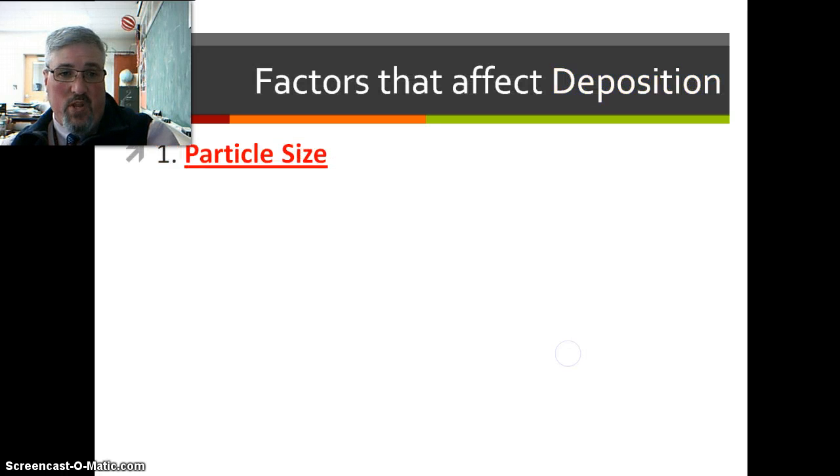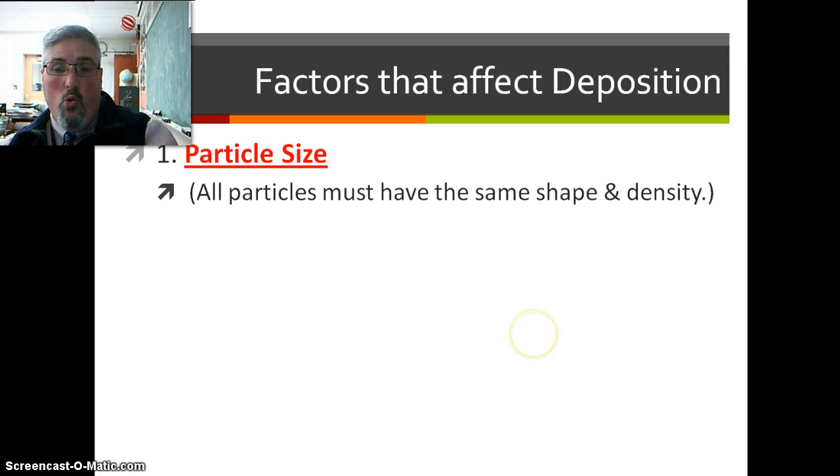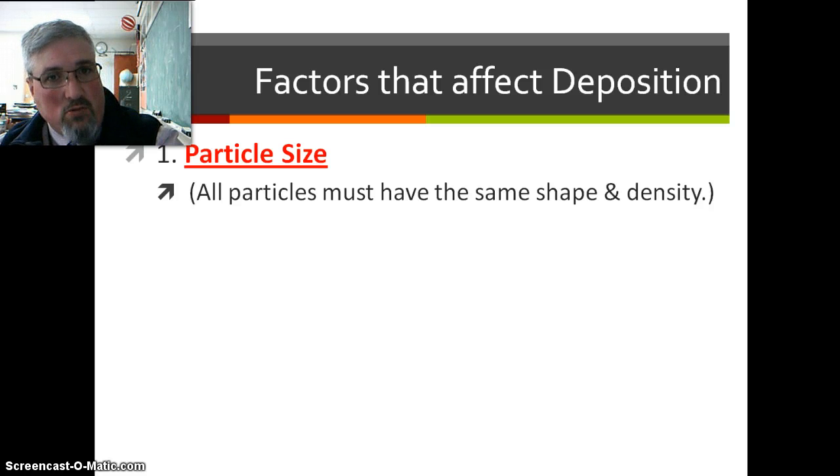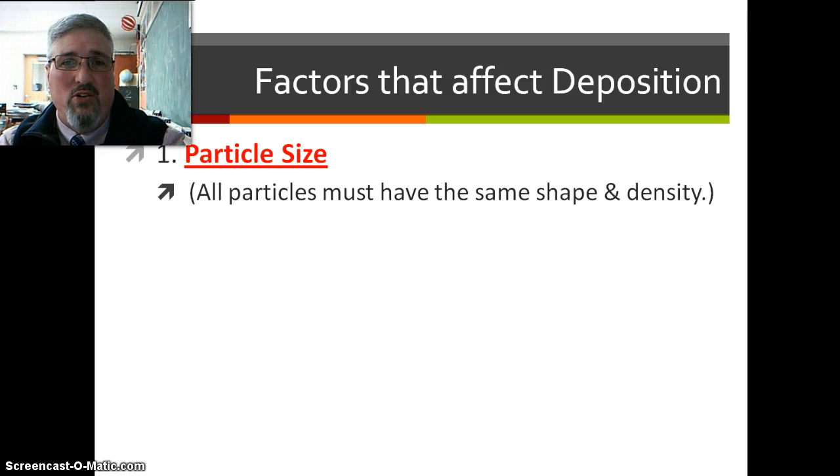Factors that affect deposition are sometimes described as characteristics, what the sediment particles are like. The first factor we're going to talk about is particle size. When you're doing an experiment or discussing particle size, how it affects sediment, you have to make sure that all of the particles are the same shape and the same density. Because if you don't, then you don't know why the particle is settling out in the pattern that it will deposit in.